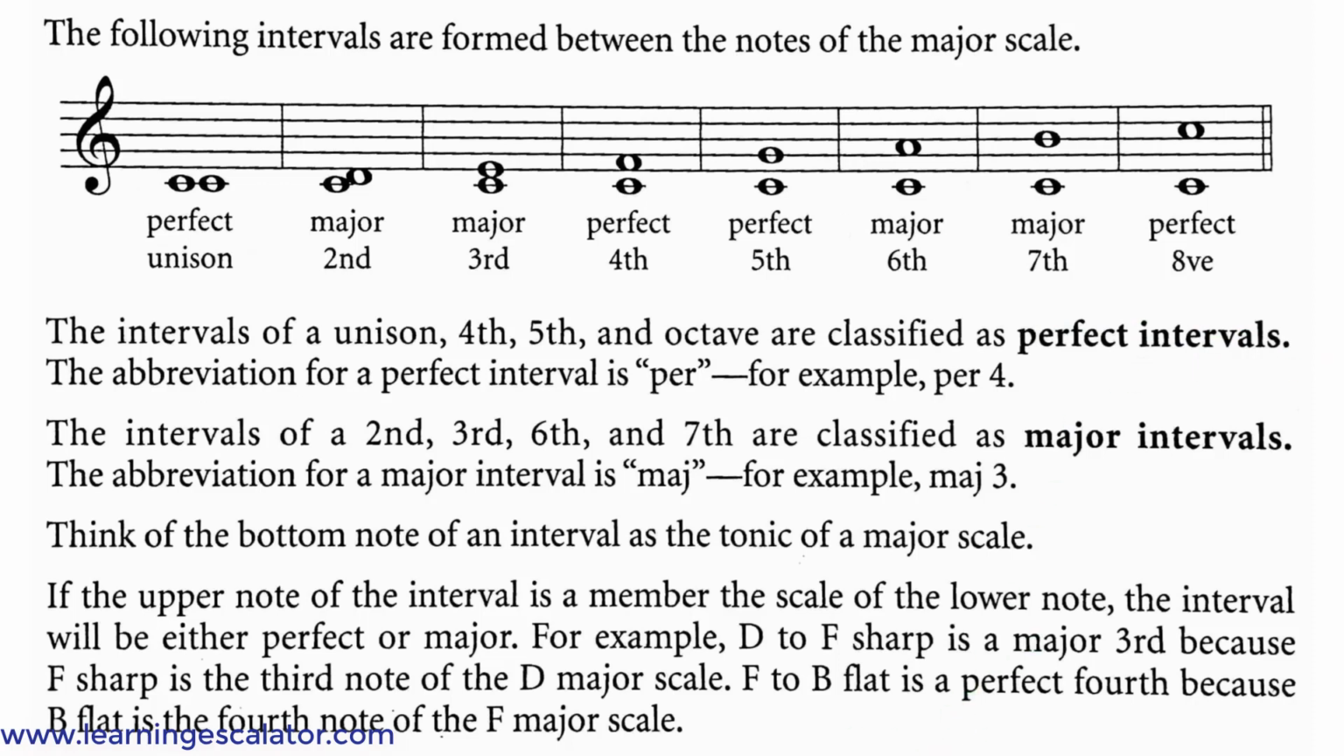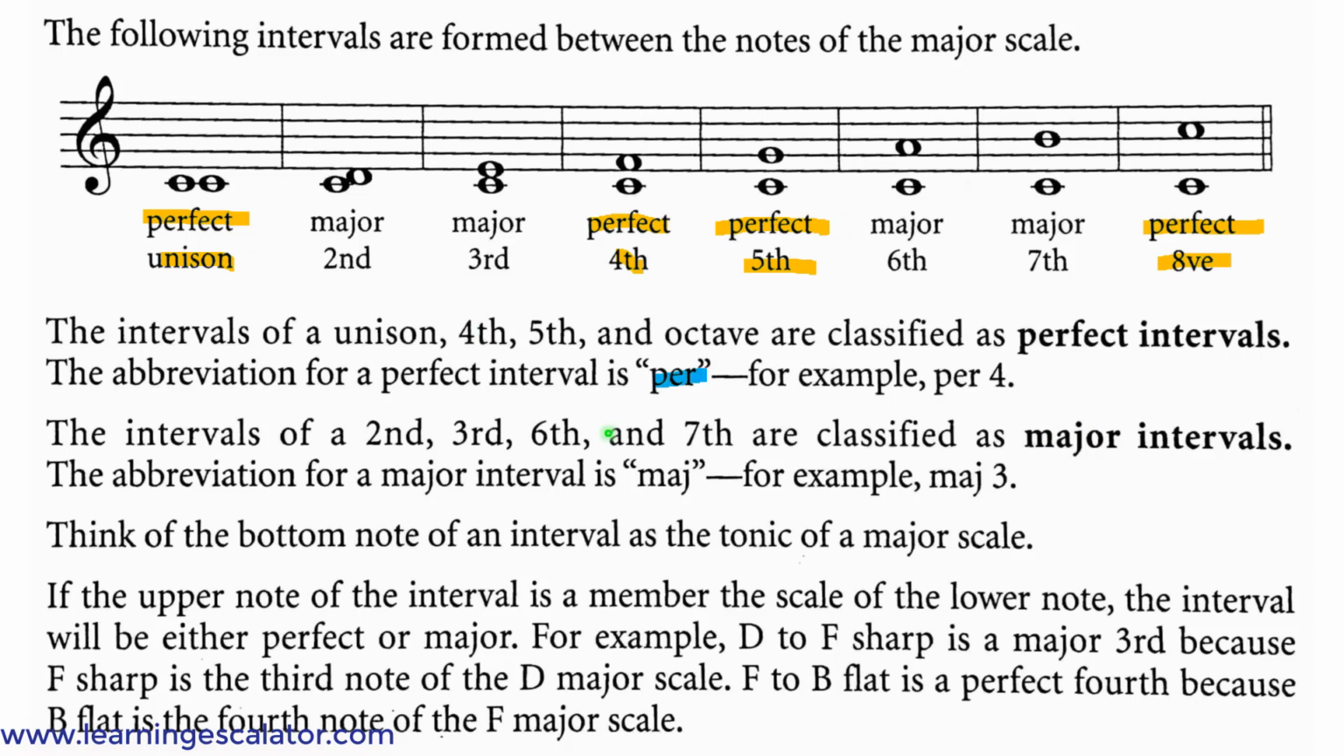So unison, perfect unison, and the fourth, so perfect fourth, and fifth, perfect fifth, and the perfect octave. They are called perfect intervals. The abbreviation for perfect interval is per. For example, per 4 for perfect fourth.